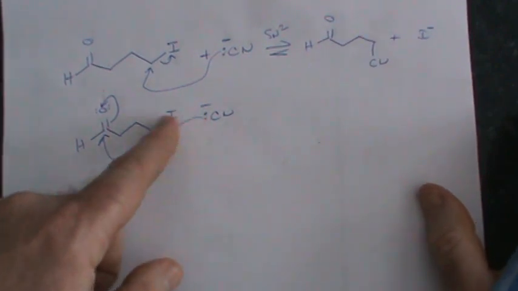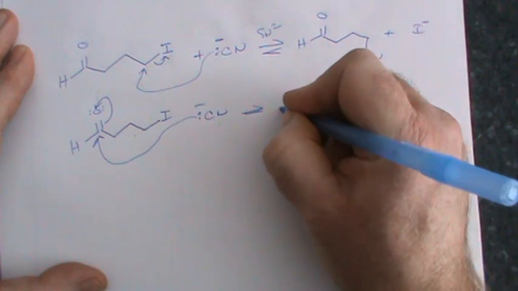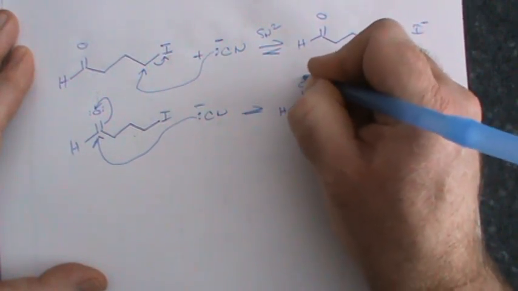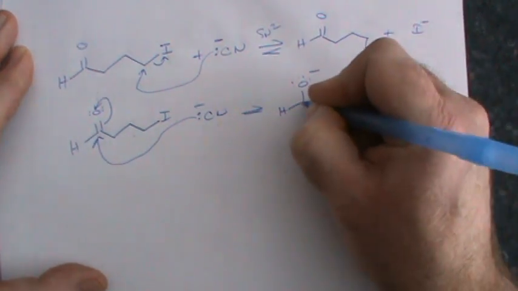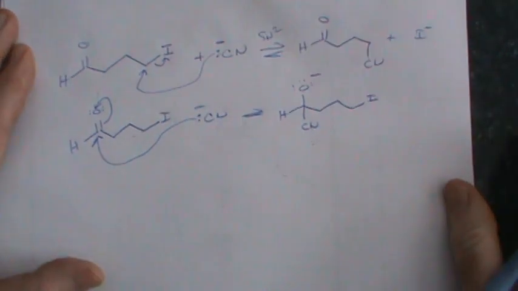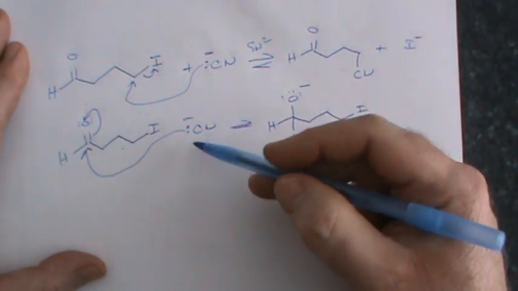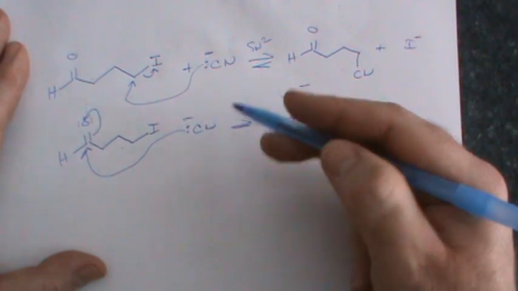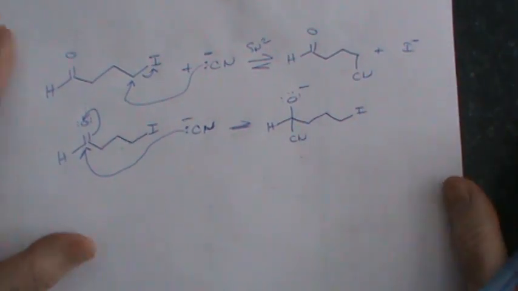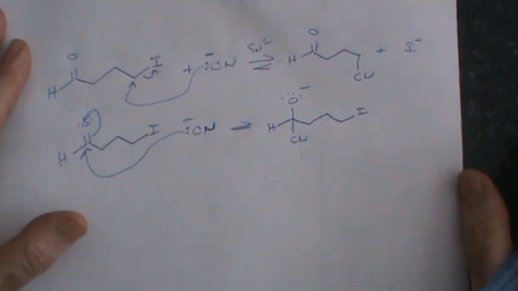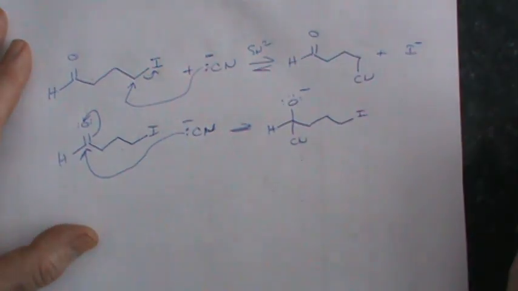And when it does, the arrow formalism would look like this. We'll kick the pi electrons onto the oxygen. And look what happened. We've added the cyanide anion. We're probably running this in water because we need a solvent that will solubilize this cyanide, which is probably present as a salt, must be present as a salt. Maybe it's a potassium cyanide or a sodium cyanide. I haven't shown the countercation, but there has to be one.